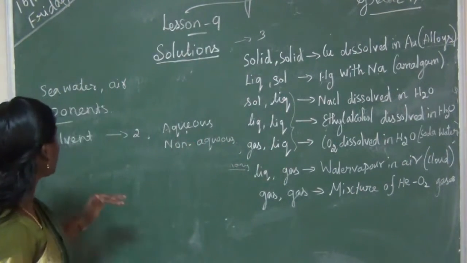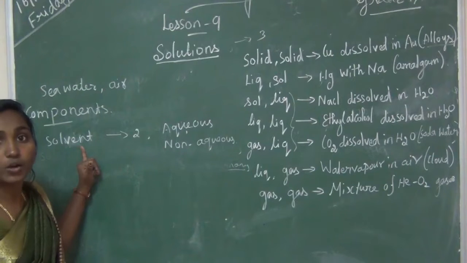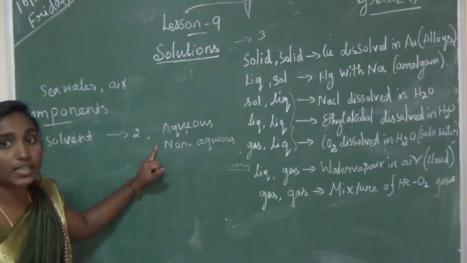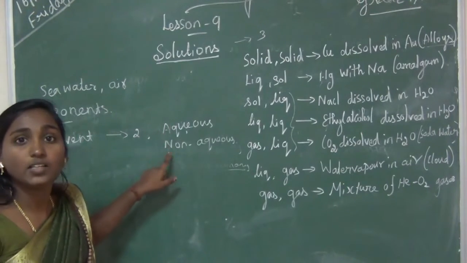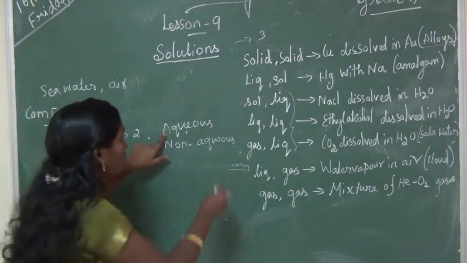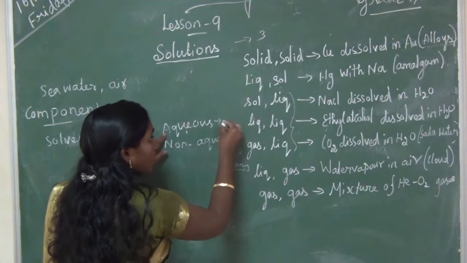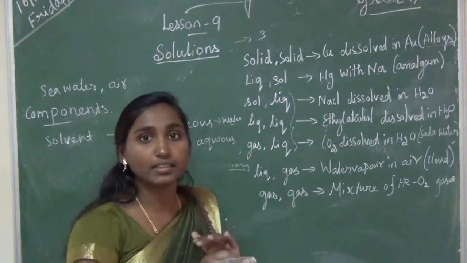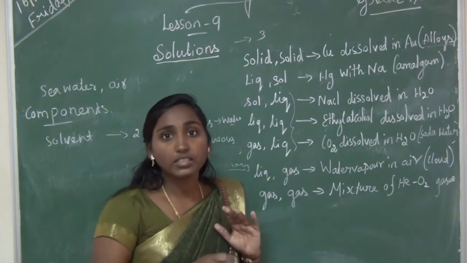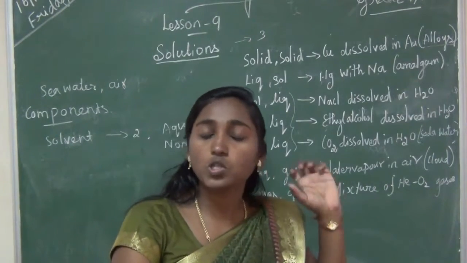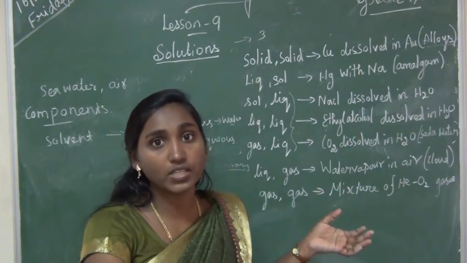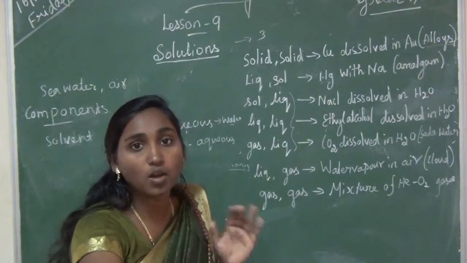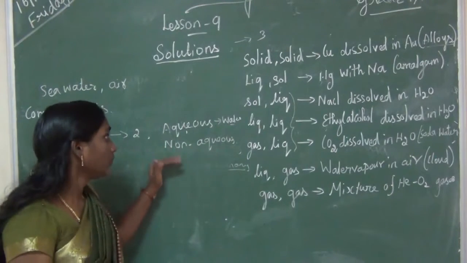So first we are going to study based on the solvent. Based on the solvent, solution is classified into two types. What are they? Aqueous solution and non-aqueous solution. So aqueous solution means water acts as a solvent. Water can dissolve all the solutes. Mostly this water only acts as a solvent. So water is called the universal solvent.